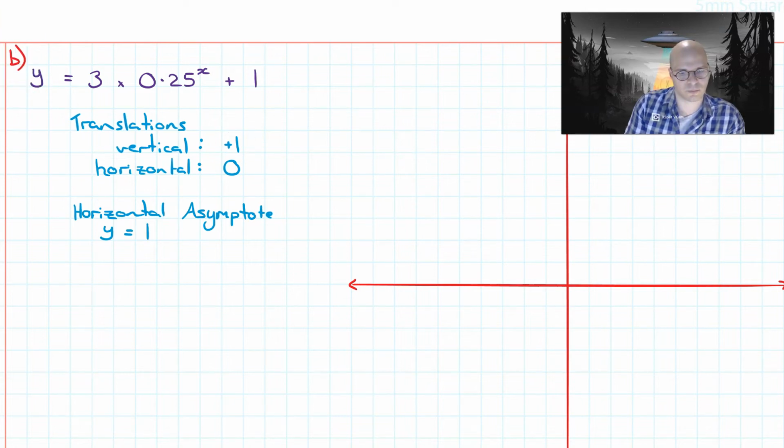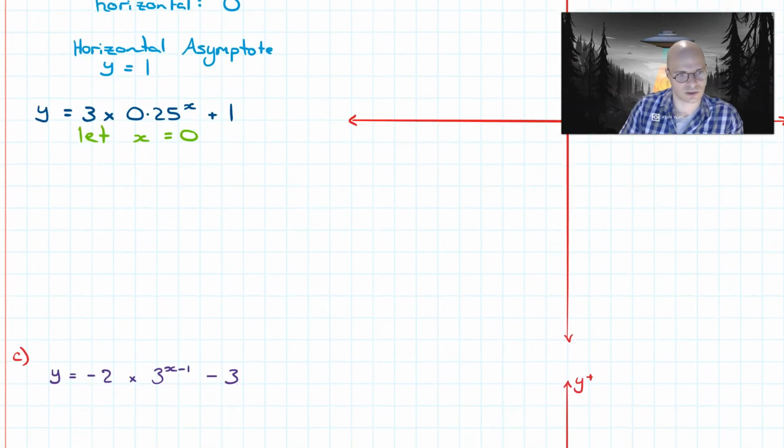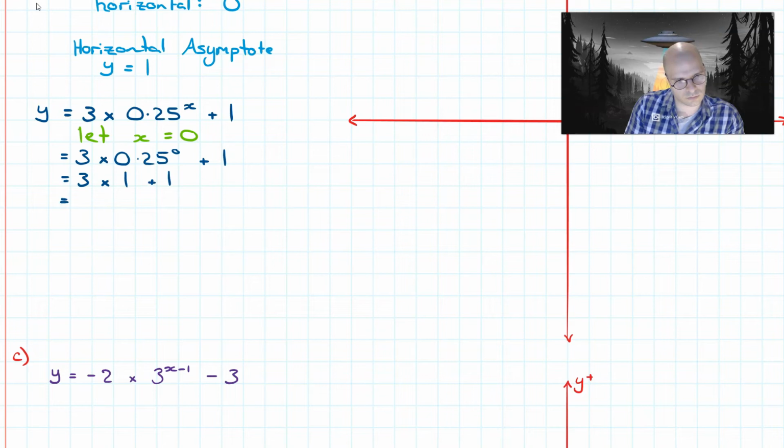Now next step, what we want to do is find the y-intercept. So what we're going to do is write it out, and then we substitute when x is equal to 0, because that's where we know our y-intercept occurs. So we let x equal 0. Solving this, we discover that y is equal to 4 in this case. So we can see that our y-intercept is at 0, 4.